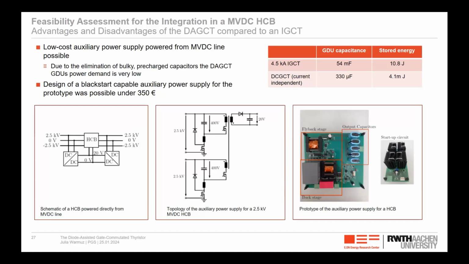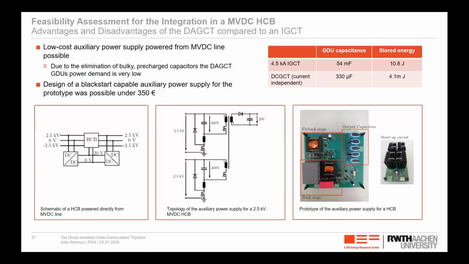The DC-GCT has just a few millijoules of power demand. Otherwise the driver doesn't have any power requirements, because we just have simple MOSFET switches. So I constructed an auxiliary power supply to show what the advantages are and how easy it is to construct a power supply for this device. The whole power supply we were able to construct for under 350 euros, and it had a black start capability.